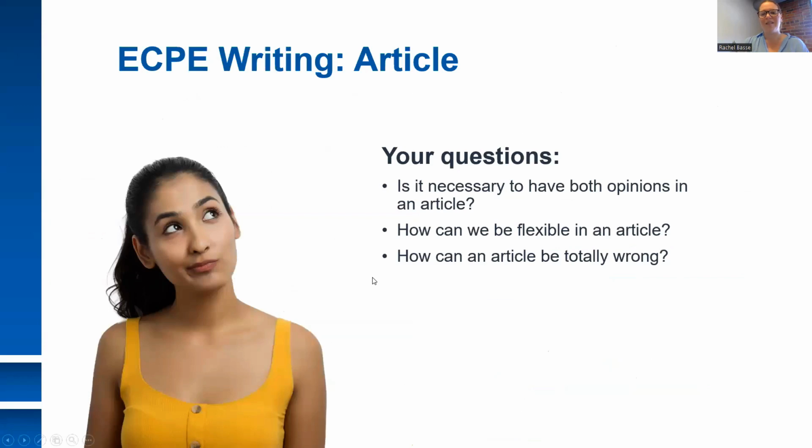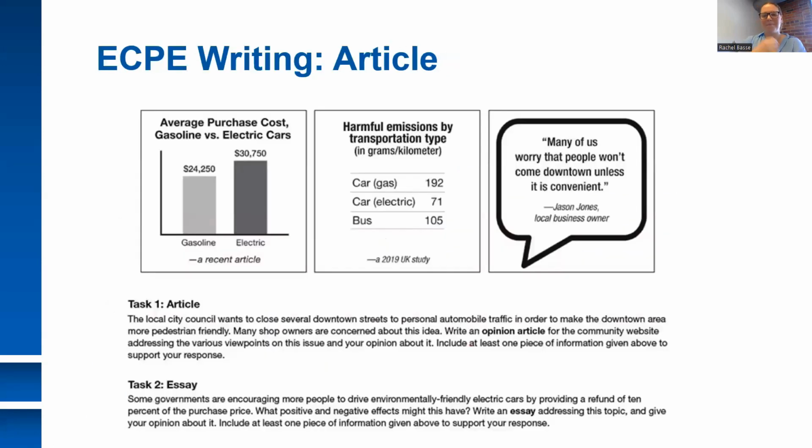Okay, some more questions. Is it necessary to have both opinions in an article? So definitely addressing multiple viewpoints on the issue, but yes, you need to include your opinion in the article, essay, or proposal. That's a very important component of the task completion. How can we be flexible in an article, and how can an article be totally wrong? I'm not sure what the last one is asking, but how can we be flexible in terms of grammar? I think using different structures, simple and complex structures. And how can an article be totally wrong? I'm not sure. I don't know how it can. But just follow the guidelines that you have from the instructions for that particular prompt. And if you're not doing that, it will be wrong.